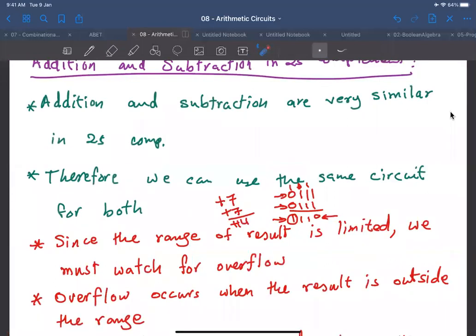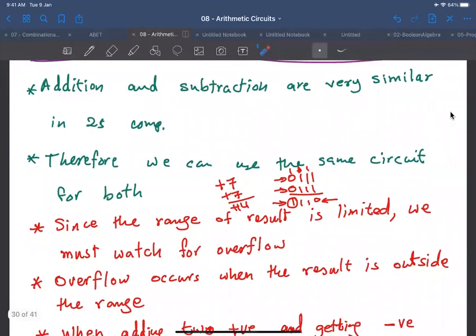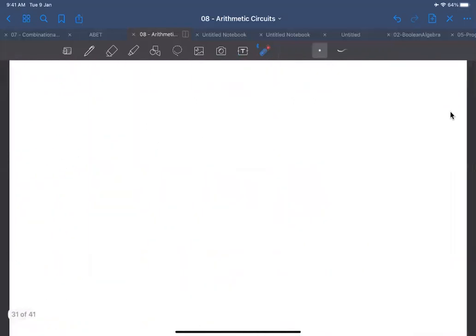So when does the overflow happen? Basically, when you add 2 positive numbers and you get a negative number, or when you add 2 negative numbers and you get a positive number. Before I continue the discussion, I would like to talk about 2's complement representation for a little bit more.